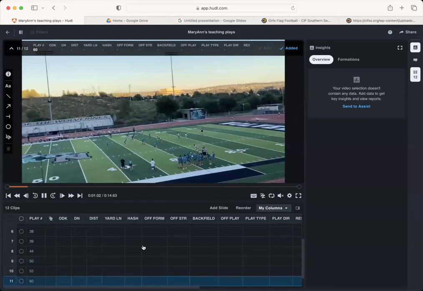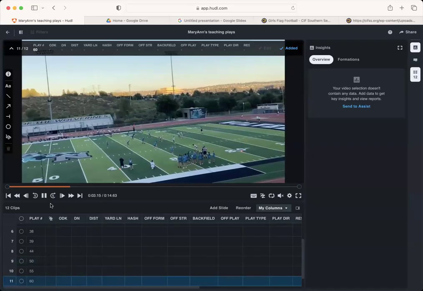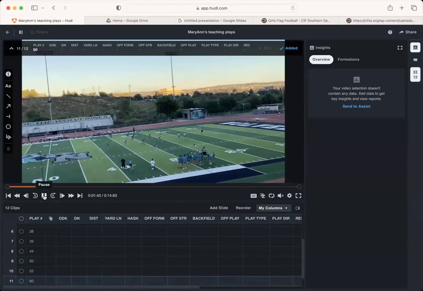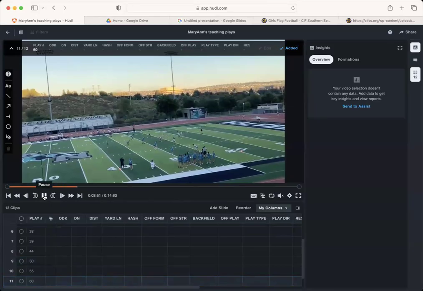We're going to watch one that shows a holding play. So watch this through. I'm going to let you watch it again. And while you watch it again, I want you to think about why we would call this holding on the defense.